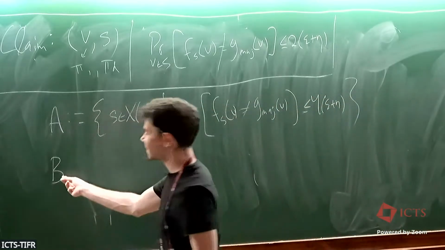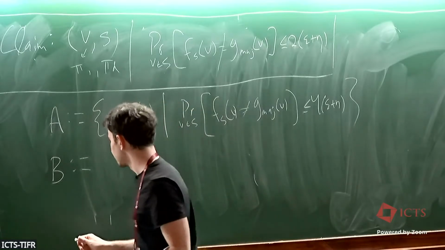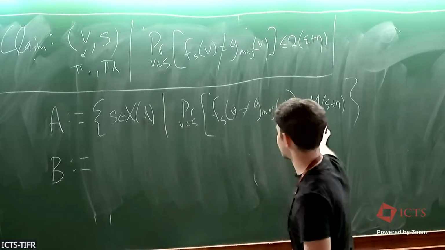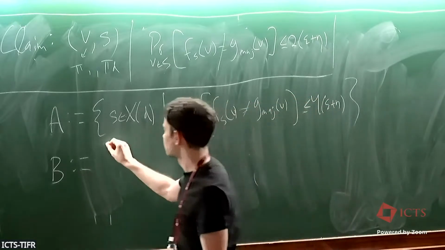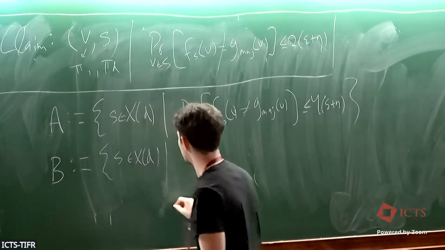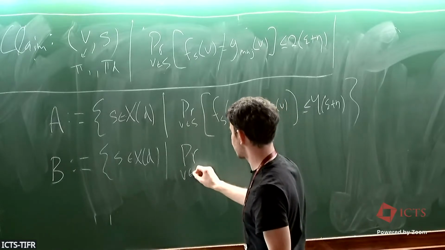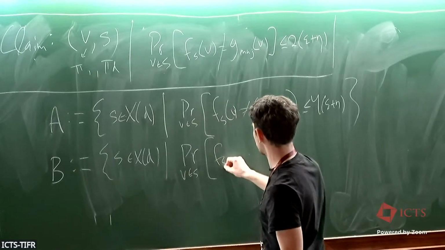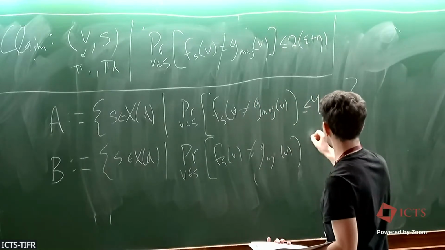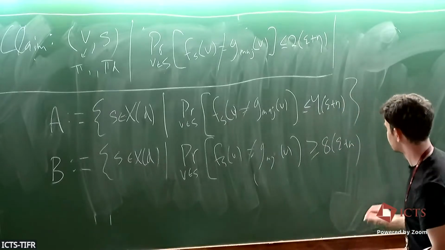Now I'm going to define a set B. And B is the guys that I'll say strongly disagree with the majority, but strongly isn't that much more. It's just a constant factor more than this. So this will be the set of D sets such that the fraction of guys in the D set that disagree with the majority is greater than or equal to, say, 8 epsilon plus eta.